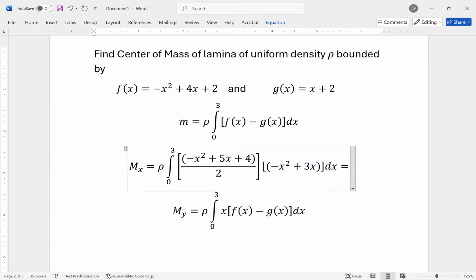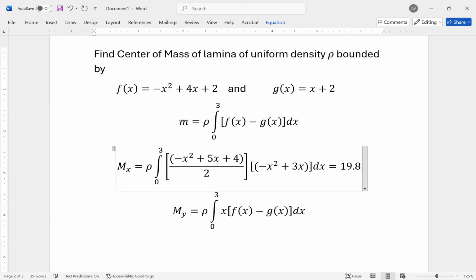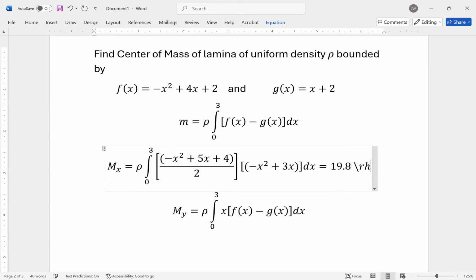Now I'm all set to integrate. So I can integrate again from 0 to 3. And then a lot of times what I do is I'll put in parentheses this negative x squared plus 5x plus 4. And then in parentheses, negative x squared plus 3x. And then divide that whole thing by 2. So divide by 2 on the outside of the parentheses. When you do that, you get exactly 19.8 times rho.